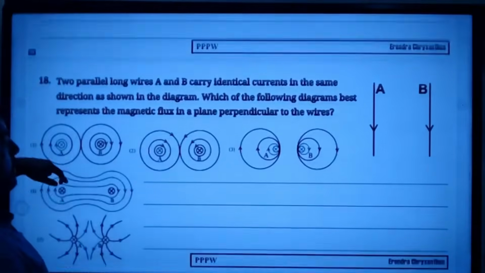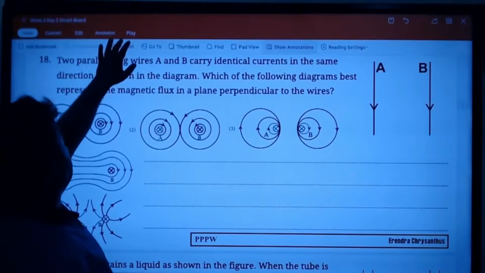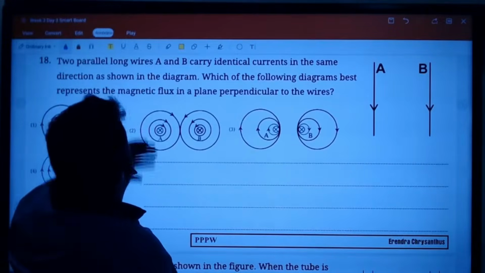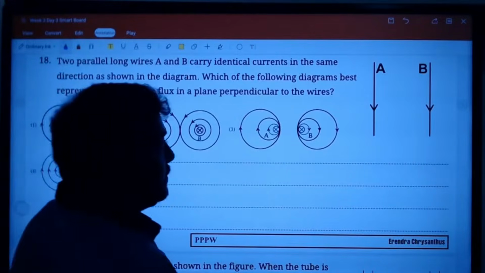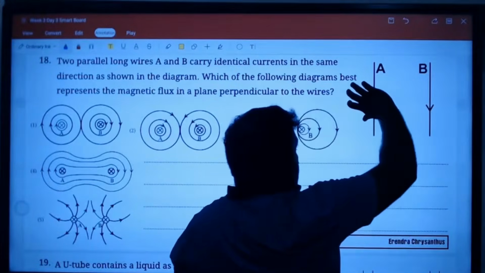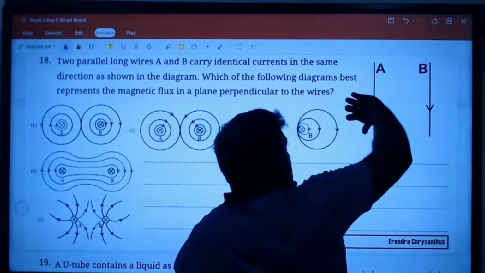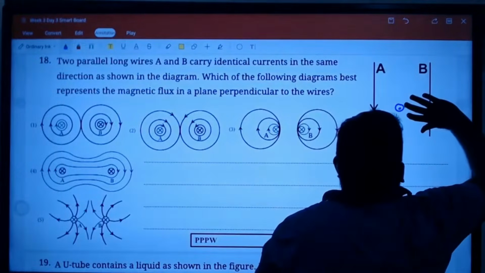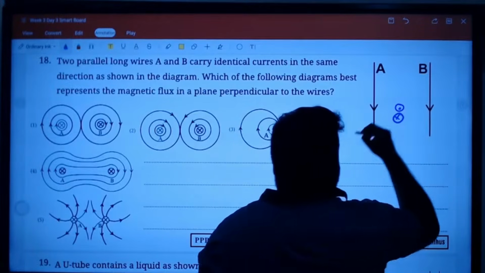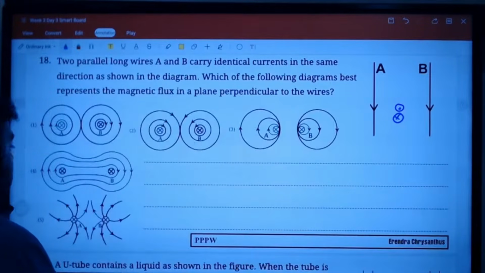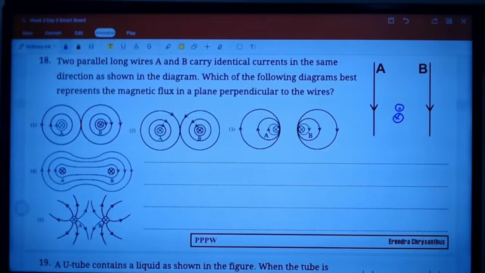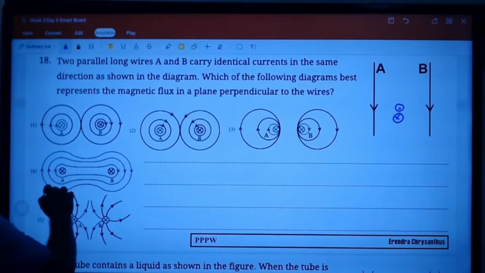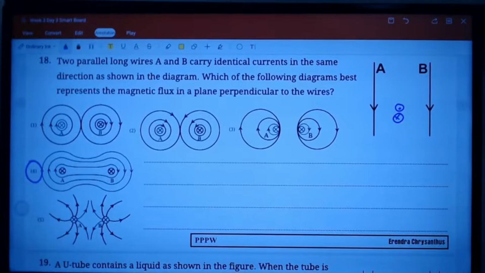Okay, moving on. Question number 18. Two parallel wires, we know this. Currents in the same direction mean attractive. Have a look. Current going there means field is coming outwards. Current going there means field is going inwards. Outwards and inwards will cancel off. There is no magnetic field at the center, which means the correct answer is answer number 4.